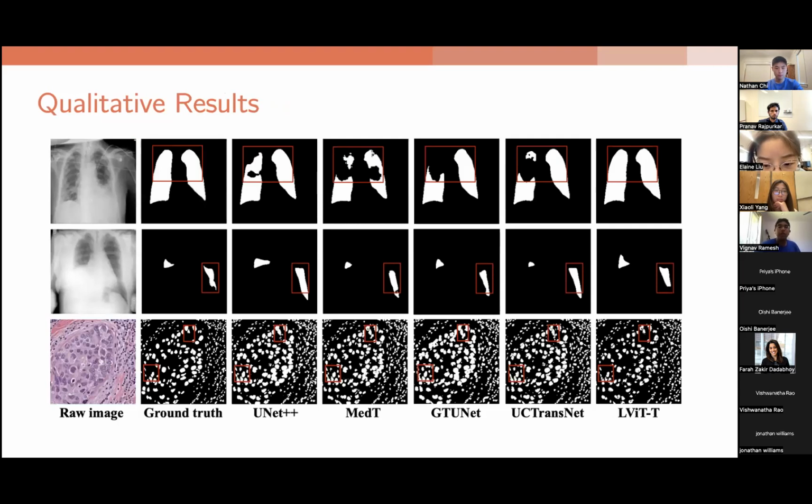So now this figure shows the qualitative results of LViT and 4 other baseline models. So we see that LViT Tiny has excellent semantic segmentation capabilities. So the red boxes on the images show that UNet++, MedT, GTUNet, and TransUNet, which are the 4 baselines, all have more severe missegmentation than LViT. And this shows that the introduction of text information in the LViT learning mechanism better guides the training of the model and leads to more accurate segmentation.